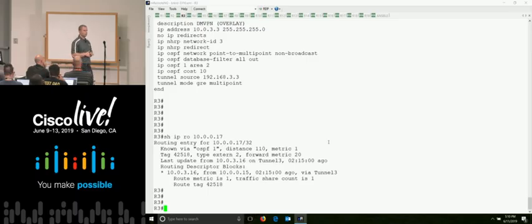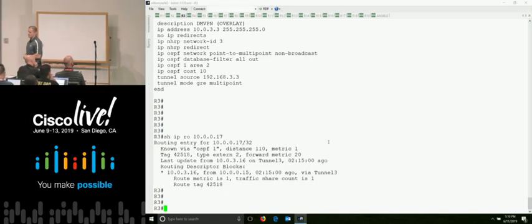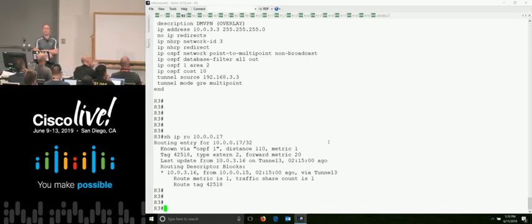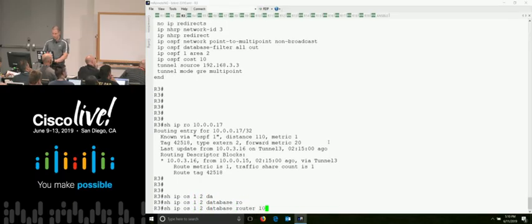Is it greater or less than 10? You didn't sound that confident. Greater, is it greater or less than 10? It's greater. Let's see if that's actually true. How can we figure it out? How about we do our show IP OSPF 1, 2, database, router, whatever.